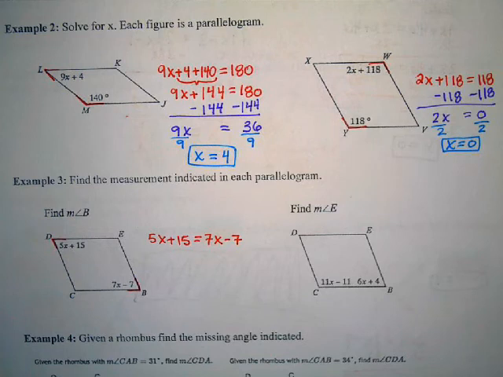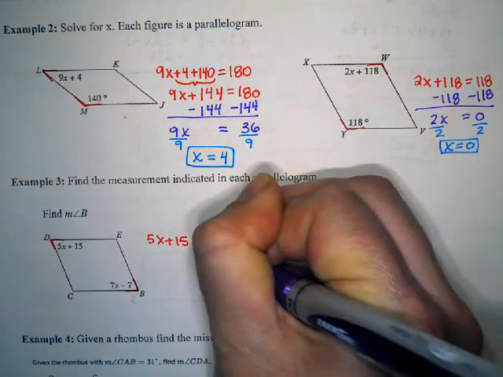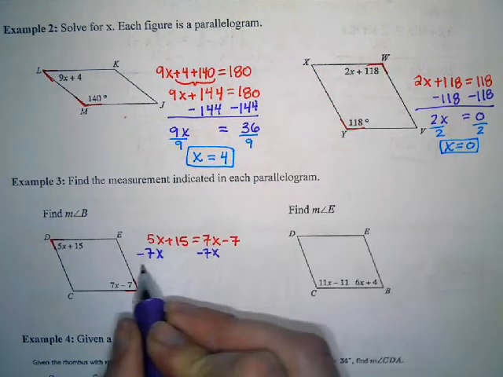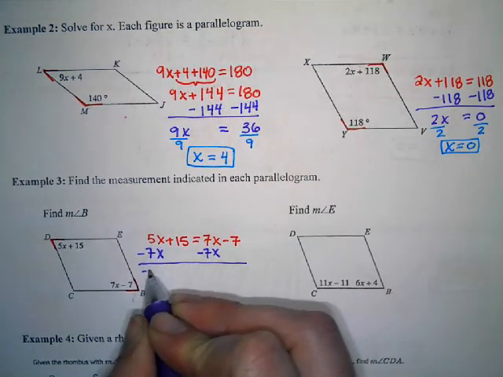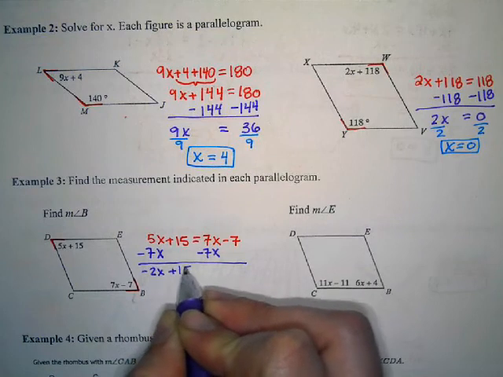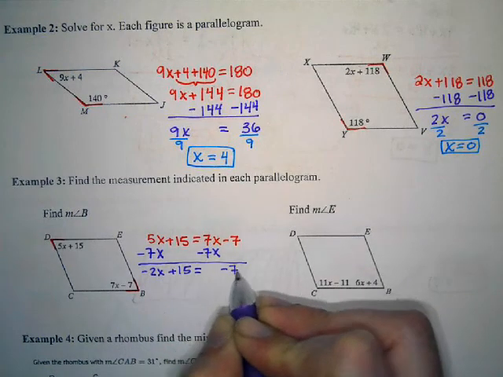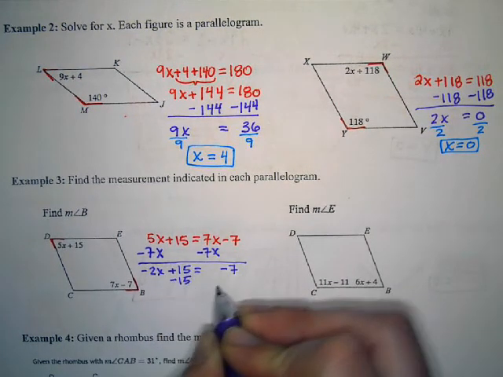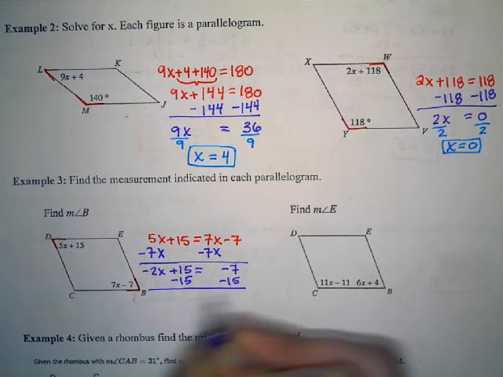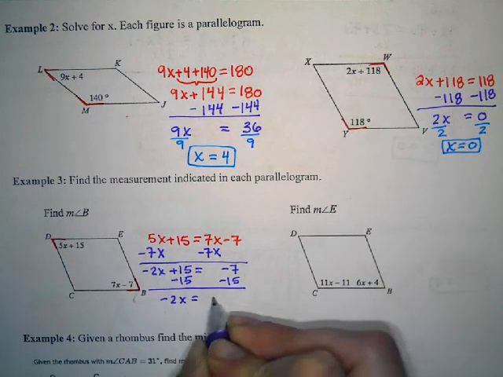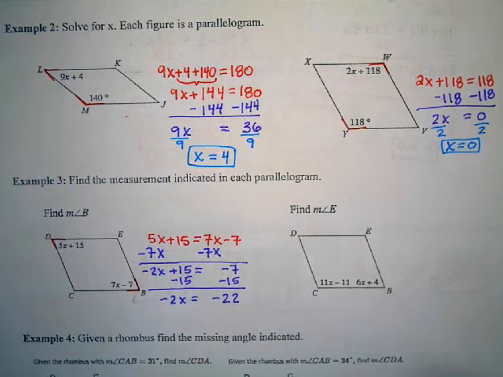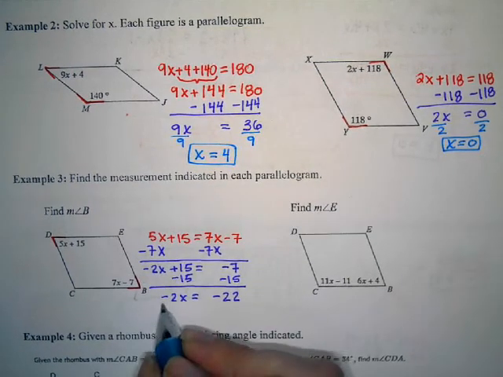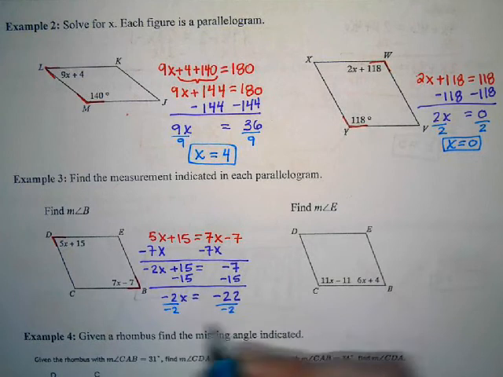So what should we add or subtract? Do you want to move the 5x or 7x? Doesn't matter which one, it's preference. 7? That gives me a minus 2x. Then I'm going to move that 15 over. Divide it.